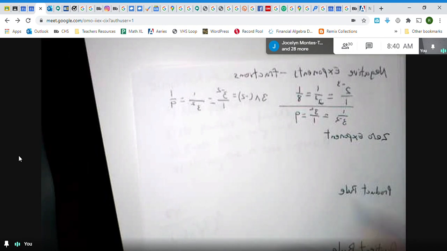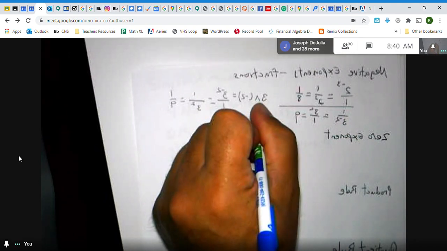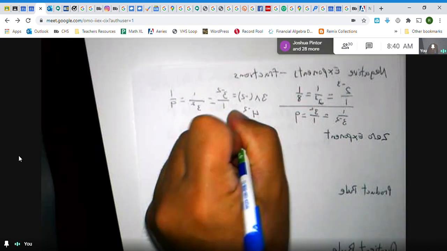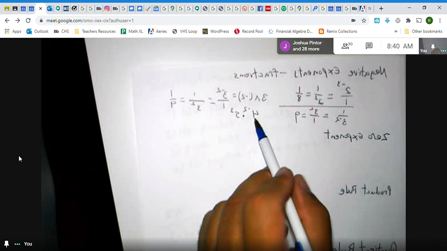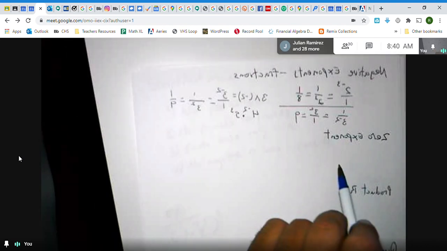Okay, let me give one for you guys to try. I want you to simplify this for me: 4 to the negative 2 times 5 to the third. Give me this as a simplified fraction.